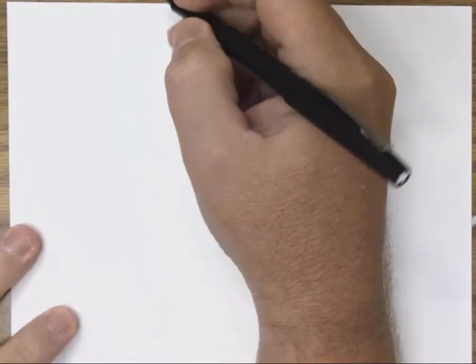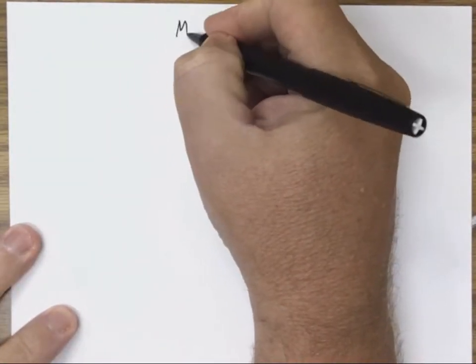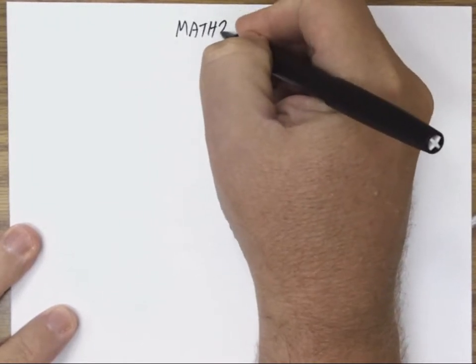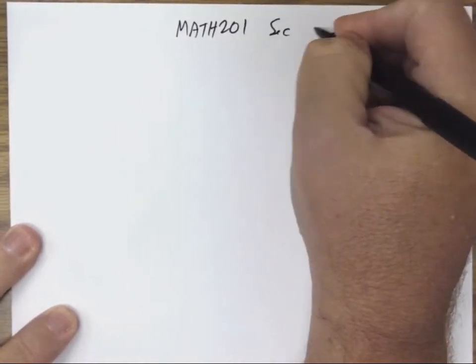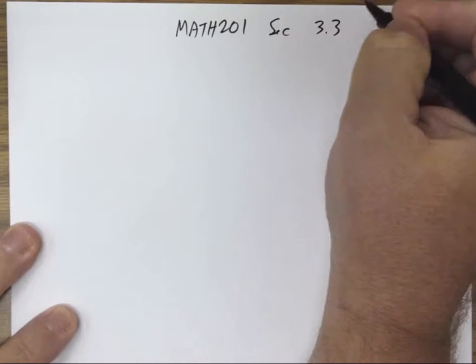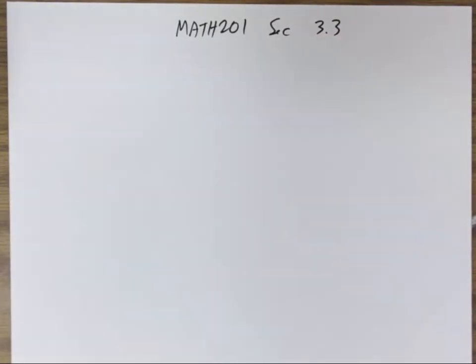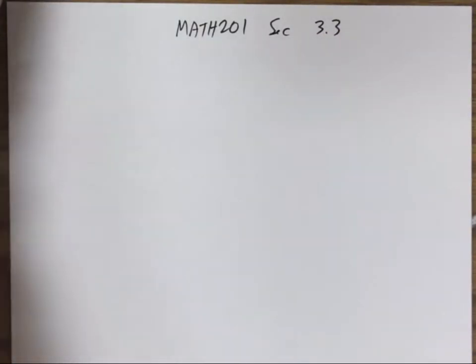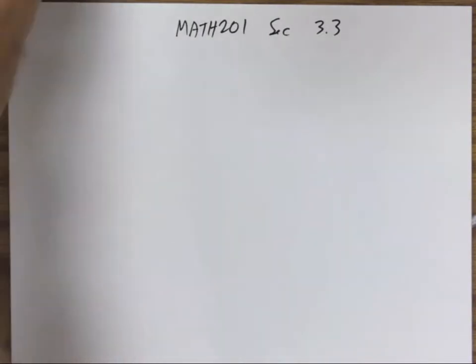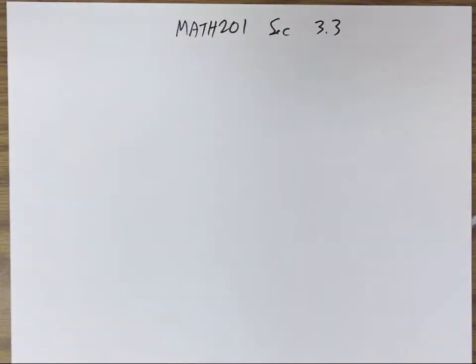Okay, we're going to talk about the material involved in section 3.3. I believe in your book they call it curve sketching, but it's really sort of a combination of a lot of the stuff we've been covering in the previous sections, and they sort of pull it all together.